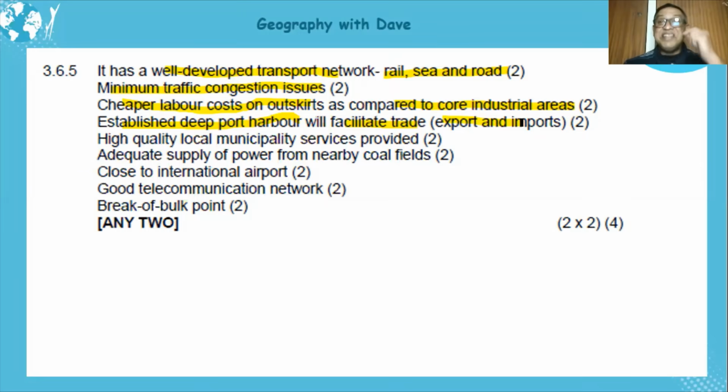Okay, learners, that's what we have to do, and we have to write it in full. Don't just write a deep port harbor. So what? It facilitates trade. That's what makes people interested in coming to the area as international investors or local investors. Hey, I want to put my money there. This infrastructure is good. I'll get good business from it.